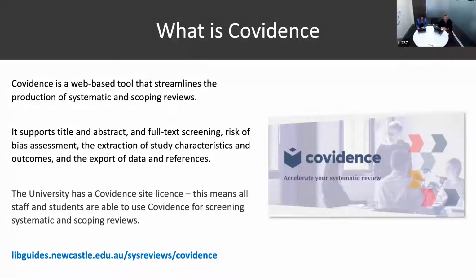There are other web-based screening tools out there, but the university has a Covidence site license, which means that all staff and students are able to use Covidence for screening their systematic or scoping reviews. Once you've set up a Covidence account, you can have an unlimited amount of reviews on your account.